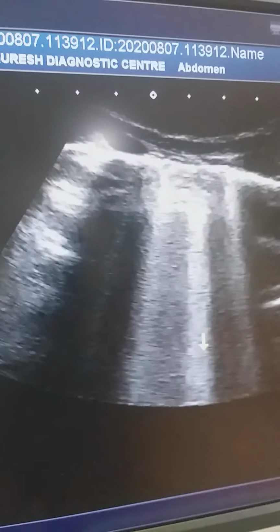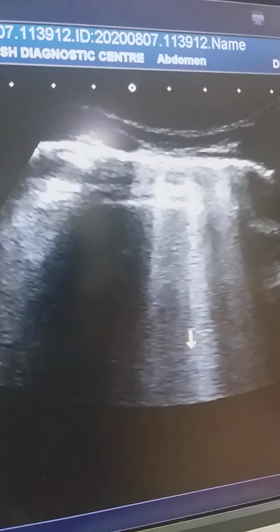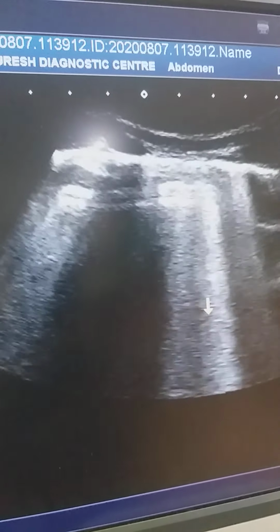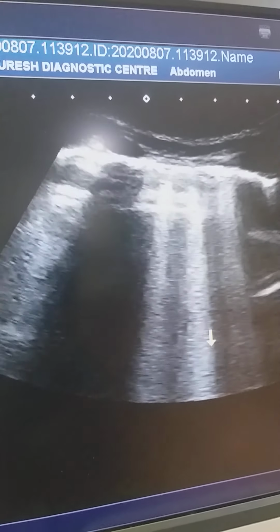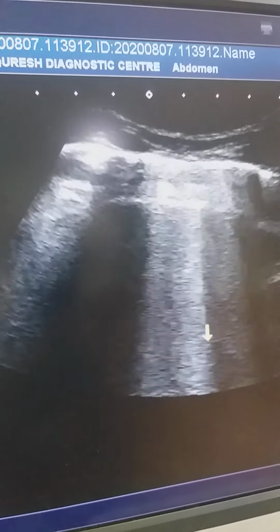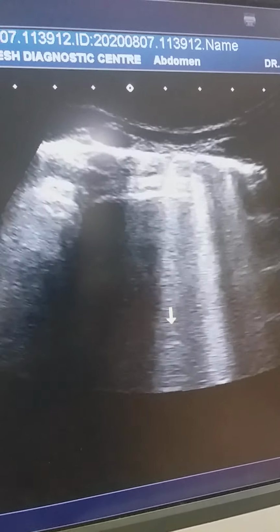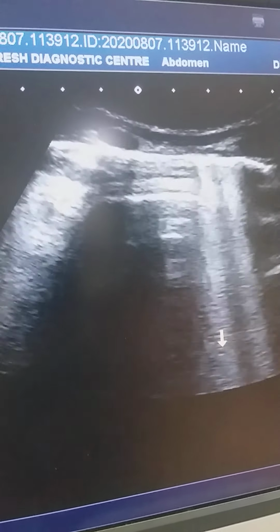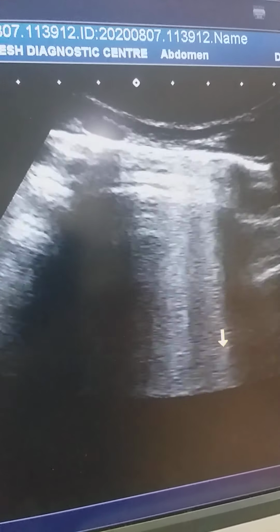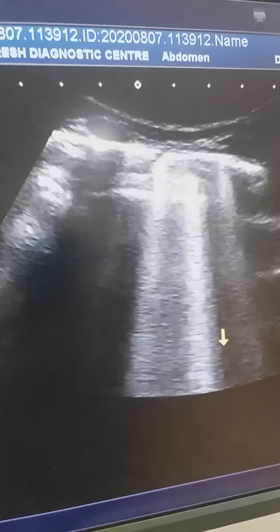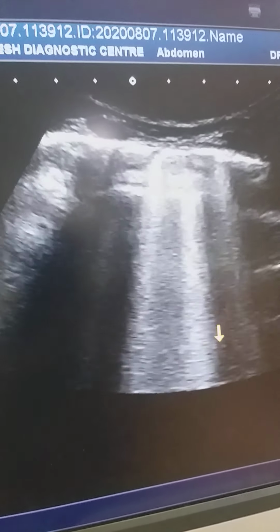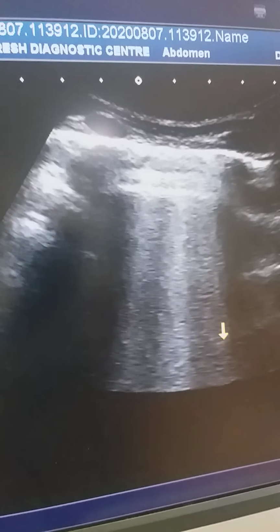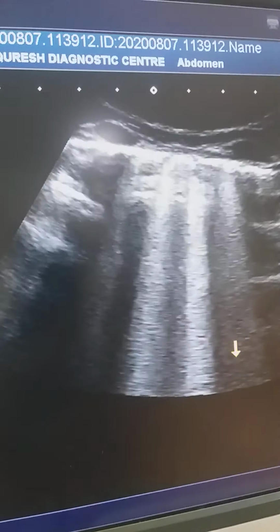As we see in the HRCT chest, the interlobular septal thickening, these B lines also represent the interlobular septal thickening. So here we can say that there is bilateral lower lobe interlobular septal thickening, or lower lobe interstitial syndrome is present. So this patient should definitely go for the HRCT chest for further evaluation.